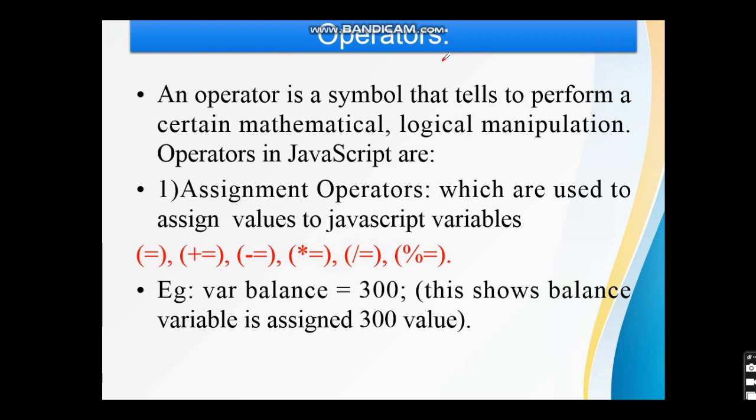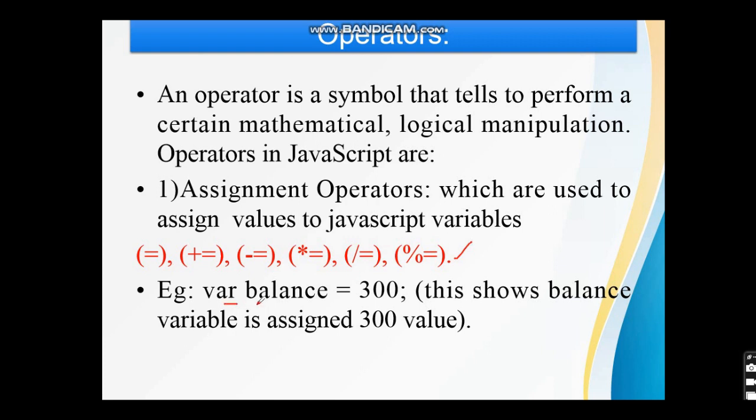Next, operators of JavaScript. An operator is a symbol that tells to perform certain mathematical or logical manipulations. Operators in JavaScript are, first, the assignment operators. These assignment operators are used to assign values to JavaScript variables. Okay, and these are the assignment operators of JavaScript.